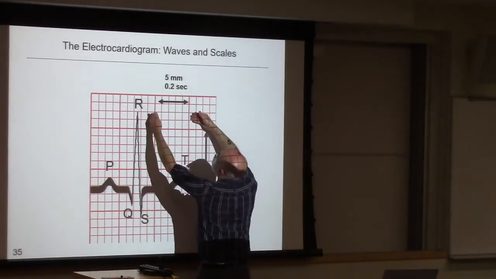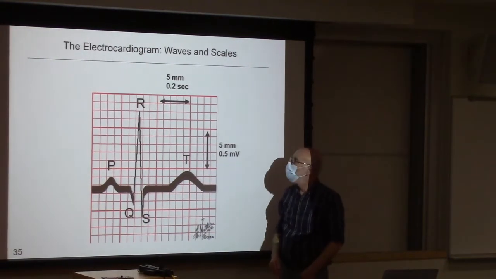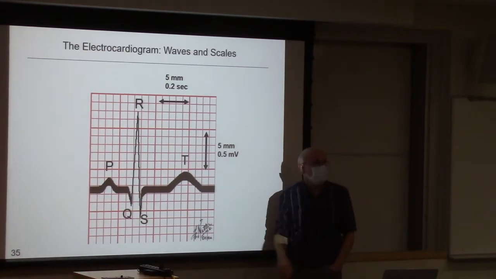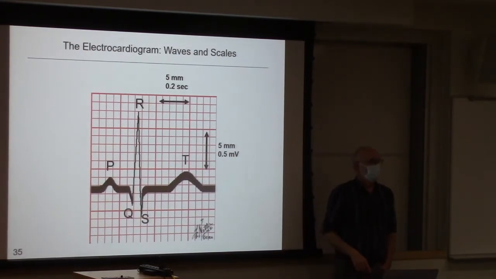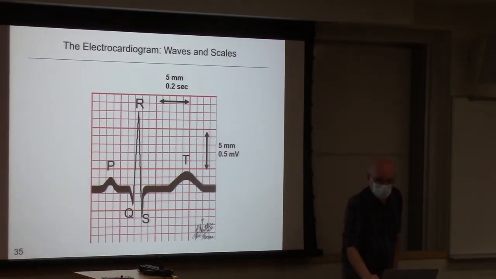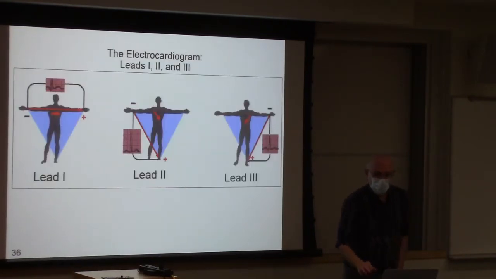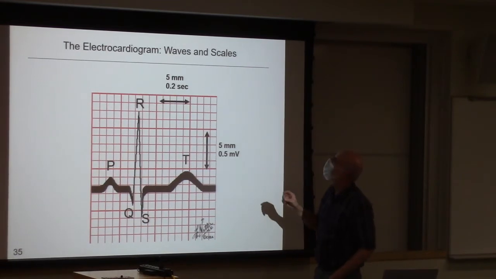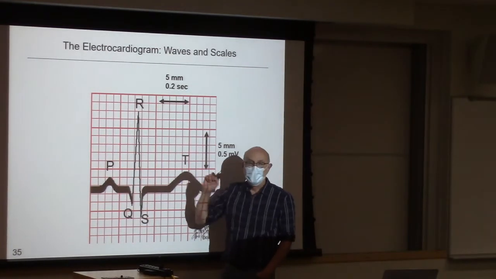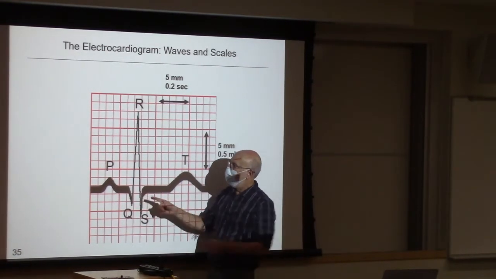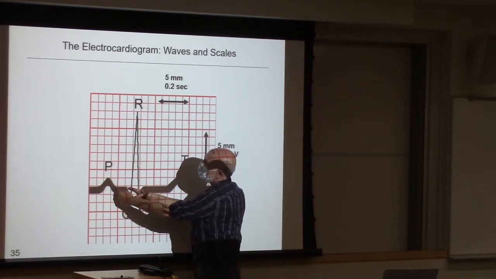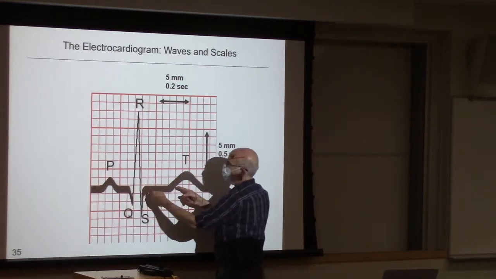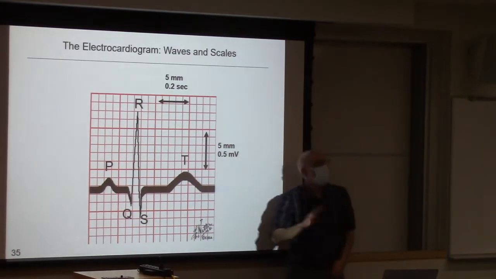Dark lines, 1/5 of a second. And let's not worry about the scale, the vertical scale. Oh, in lab, we will also be talking about a PR segment and an ST segment. But we'll do that in lab.